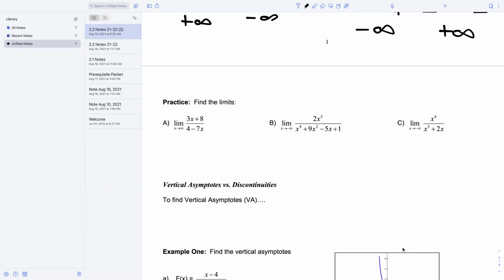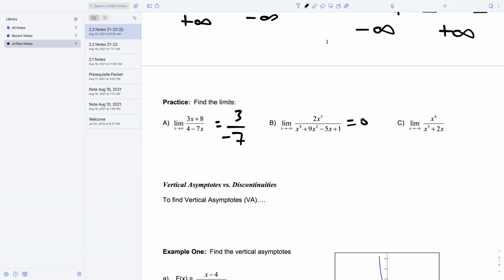All right, here we go. The limit as x goes to infinity of 3x plus 8 over 4 minus 7x. What's the value of the limit? 3 over negative 7. What about this one? Bigger on the bottom, 0. What about this one? It's either positive infinity or negative infinity because it's bigger on the top. Okay, which one is it?